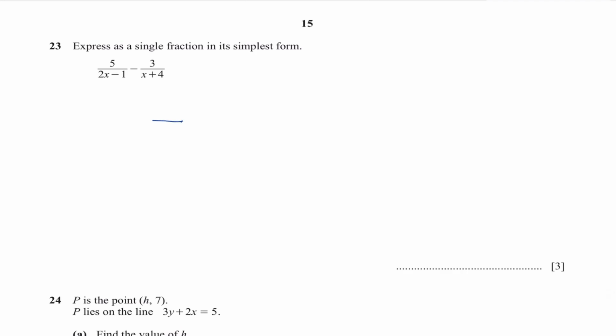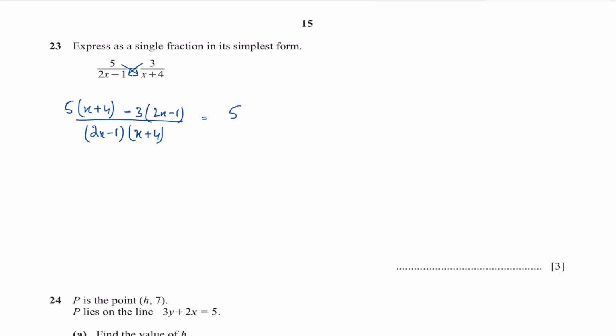Okay, let's do question number 23, which is express as a single fraction in its simplest form. So in a question like this, we'll first have to take the LCM, which we can obtain by simply multiplying the two expressions, 2x minus 1 upon x plus 4. And then 5 is going to get multiplied with x plus 4, so this is going to become 5 times x plus 4, minus 3, and this is going to get multiplied with 2x minus 1. So there you have it.